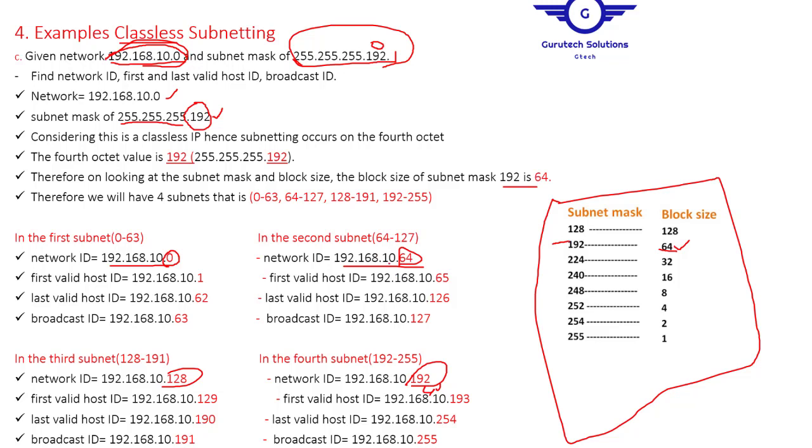So if the network ID of the second subnet is 64, then the broadcast ID on the first subnet should be 63, because it's the last step before the next subnet. If the broadcast ID of the first subnet is 63, then the last valid host ID of the first subnet should be 62. It's quite easy to understand, but a bit confusing, you know. So if you start the case scenarios, I believe you will understand them better.